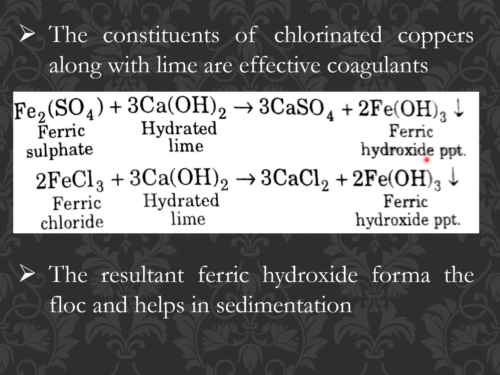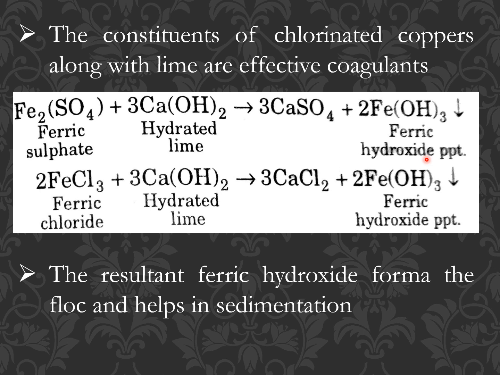Okay, so this ferric hydroxide acts as a flock, and this flock attracts the colloidal particles from the water, and again it acts as a very good coagulant. So the first one we are seeing is alum, the second one copperas, and the third one chlorinated copperas. In chlorinated copperas, the reaction that takes place is that ferric sulfate and ferric chloride react with the hydrated lime we provide in the water and convert to ferric hydroxide precipitate.